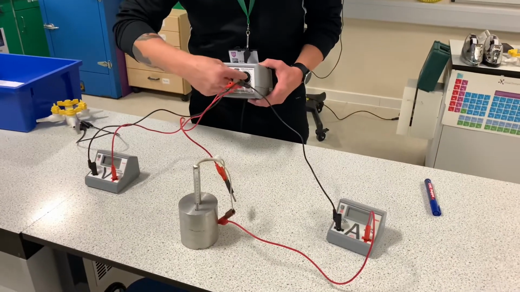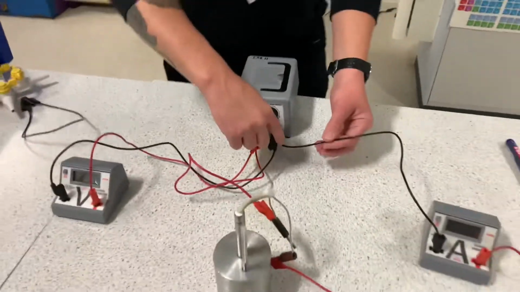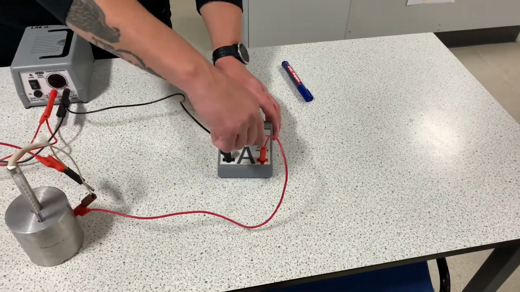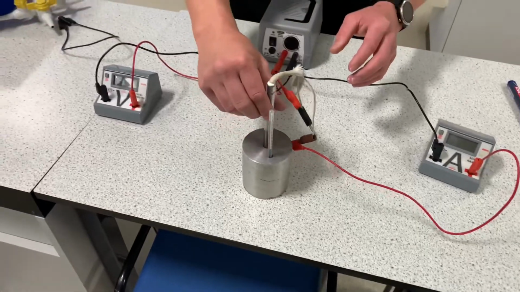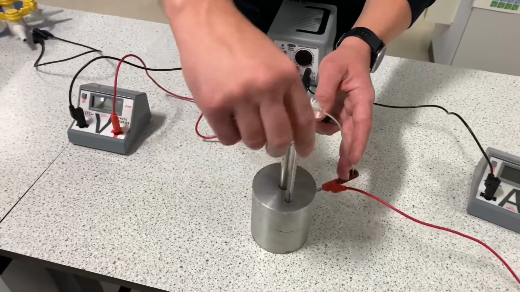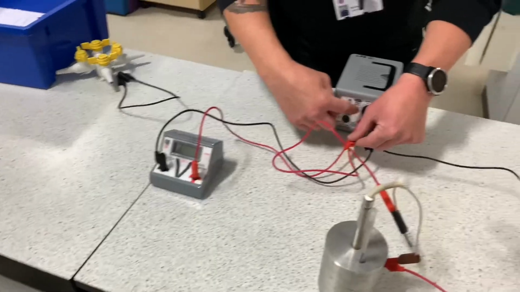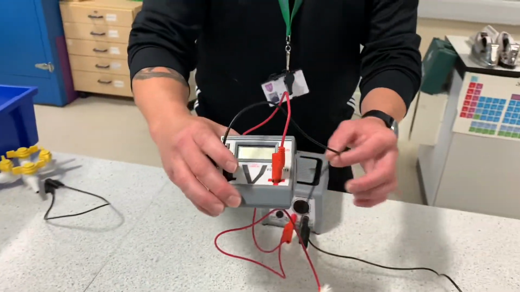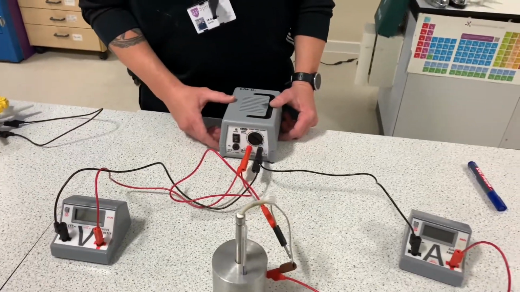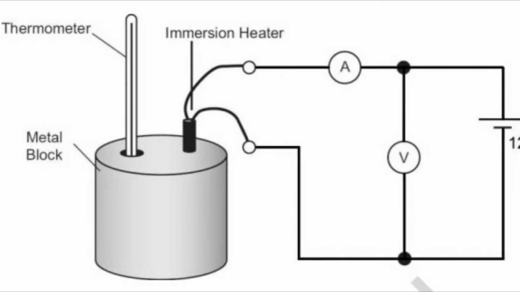So as you can see, I've got my power pack running at 12 volts, and I keep it at 12 volts, that's what my heater is running at. Then in series, I'm coming down to my ammeter from the negative part of the power pack and through to my heater. The heater is inserted in the aluminium block, and I'm using a thermometer to take the temperature. My series continues back to the power pack, and then I run my voltmeter in parallel. So for your reference, here's a diagram of how I've wired up my circuit.